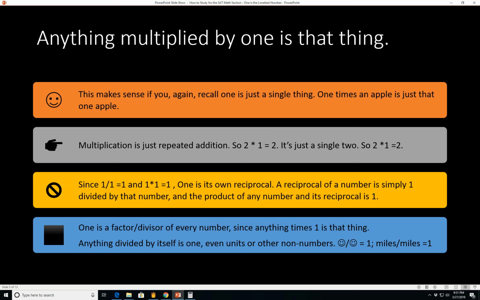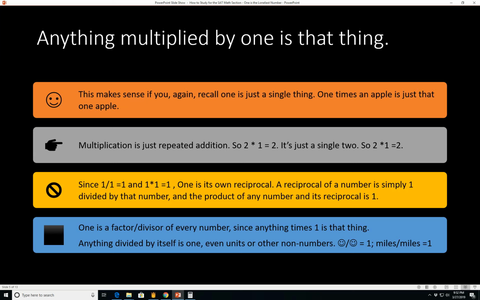Multiplication is just repeated addition, so 2 times 1 equals 2. It's just a single 2. Since 1 divided by 1 equals 1 and 1 times 1 equals 1, 1 is its own reciprocal. A reciprocal of a number is simply 1 divided by that number, and the product of any number and its reciprocal is 1. 1 is a factor or divisor of every number, since anything times 1 is that thing.